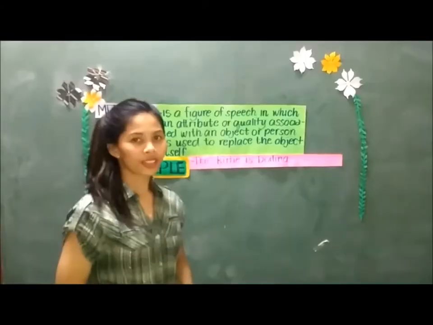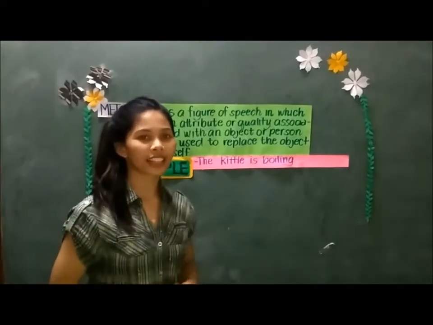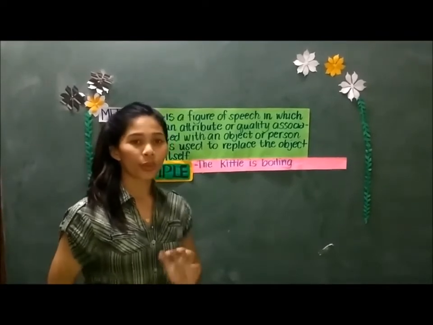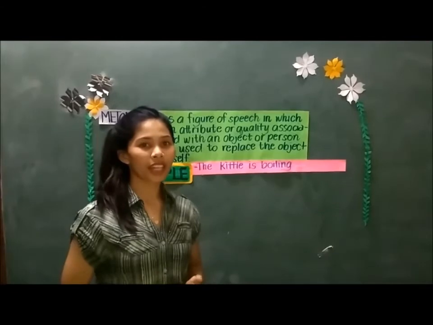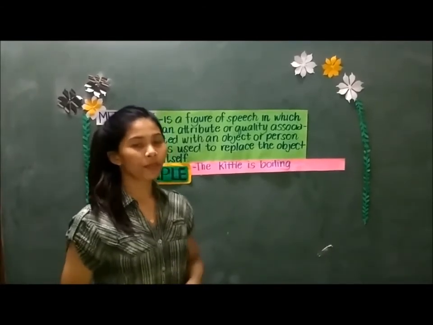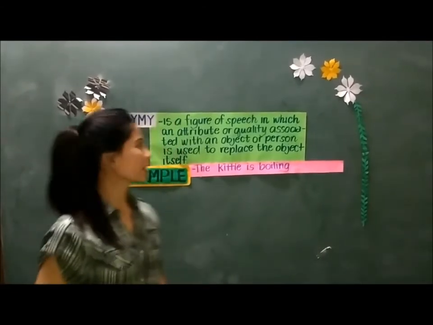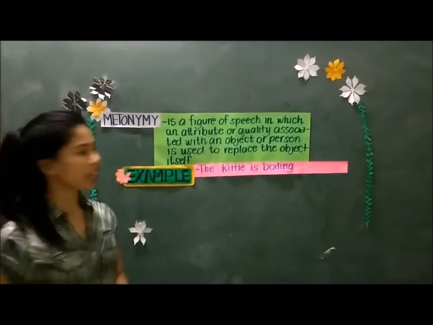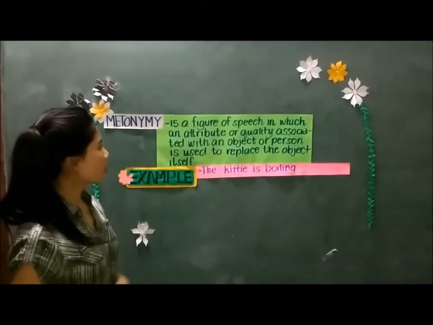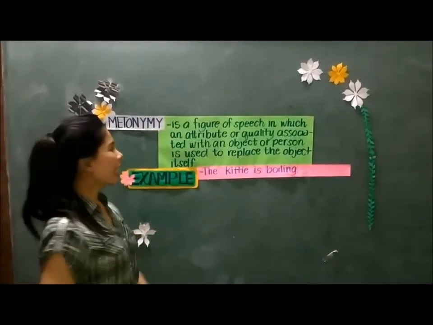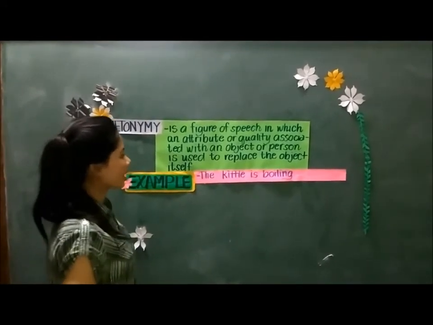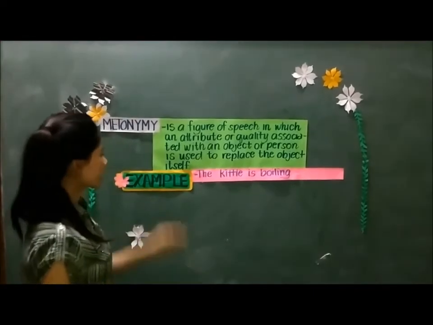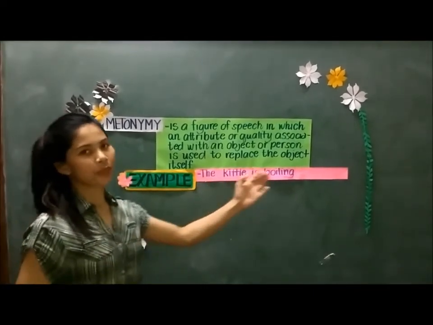So now we are going to the last category of figure of speech, which is association. Under this are metonymy, synecdoche, and hyperbole. So let us first define what is metonymy. So metonymy is a figure of speech in which an attribute or quality associated with an object or person is used to replace the object itself. So example is, the kettle is boiling.